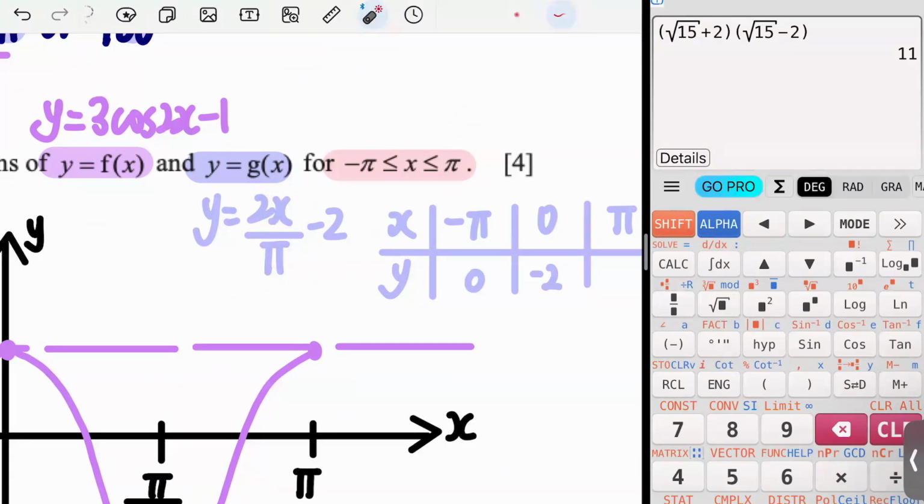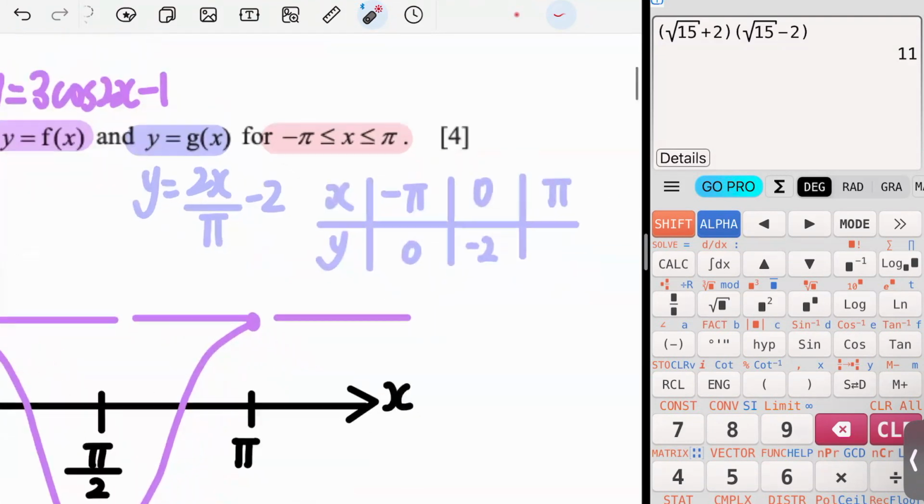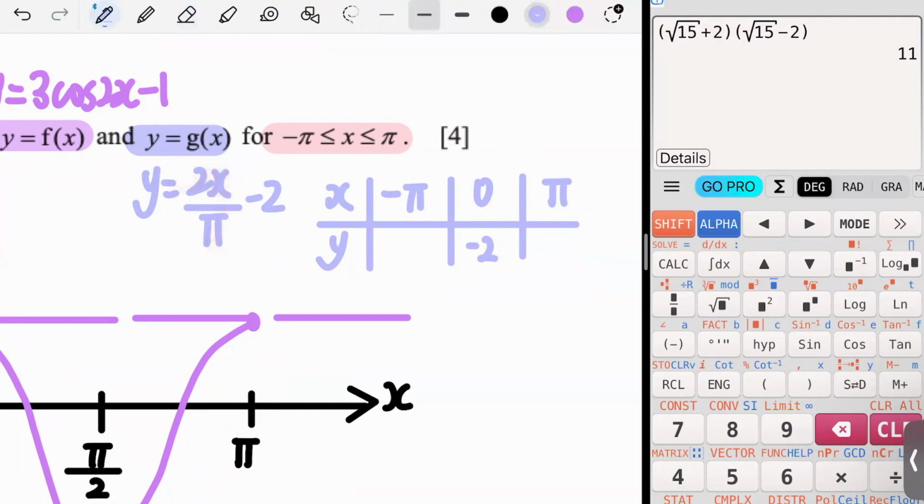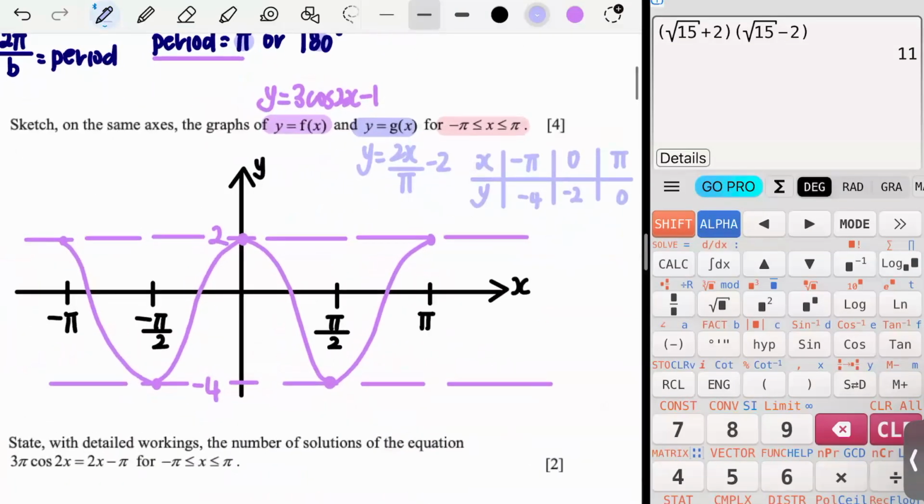Then if let's say it is negative pi, wait. If I put in negative pi, cancel, cancel. Oh, this one should be negative 4, my bad. So this one is minus 4. Then this one here is 0. Okay, then I can plot already. So at negative pi, it is here. At 0, it is negative 2, which is here. Then the last one is pi and 0. Oh, here. Okay, so then I will just draw my line.